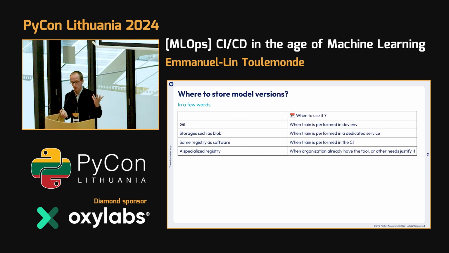Where should I store my model version? Well, my first proposition, the minimalist one, would be Git. When you train your model locally, in your dev environment, you could git add it, git push it. Of course, if it's small. If it's big, don't do it. The best recommendation would be to use some storage, such as a blob, an S3.